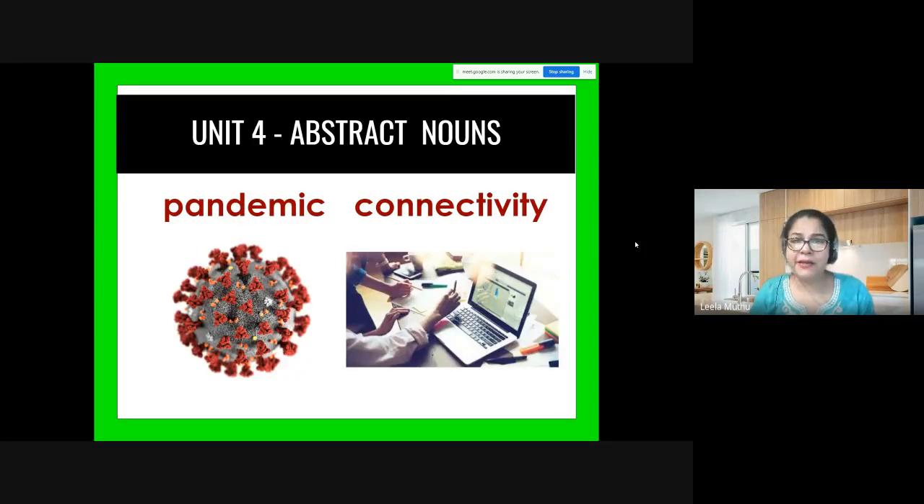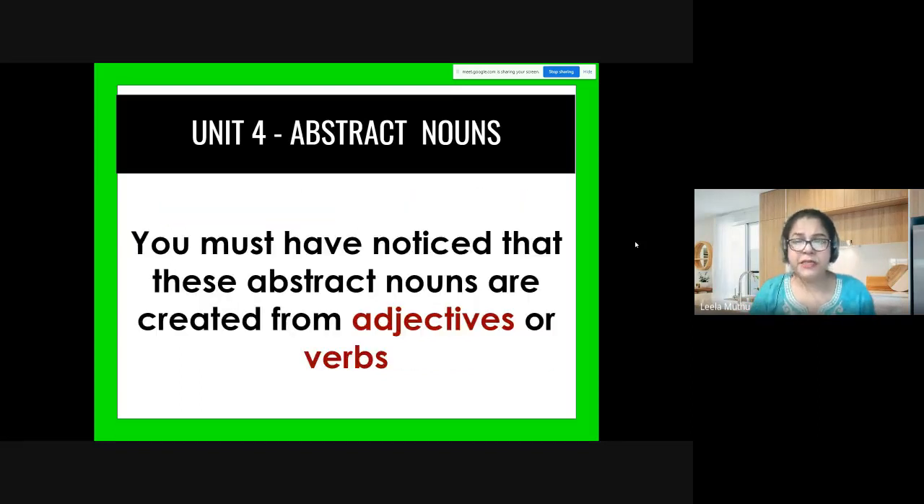A pandemic. Right now, the symbol of the pandemic that is sweeping the whole world is this virus. Okay, this is the symbol of the pandemic at this moment. Okay, connectivity. When we get an internet connection, connection is also an abstract noun. We are said to have connectivity, a connection to the internet. So you must have noticed that these abstract nouns are created from adjectives or verbs.